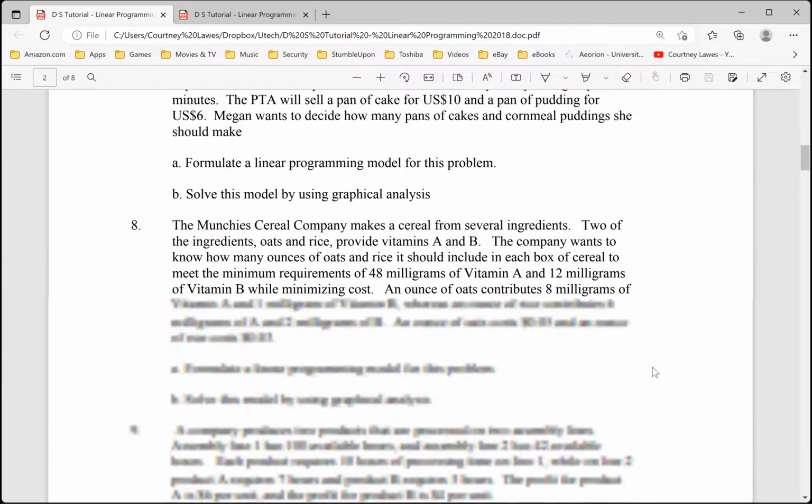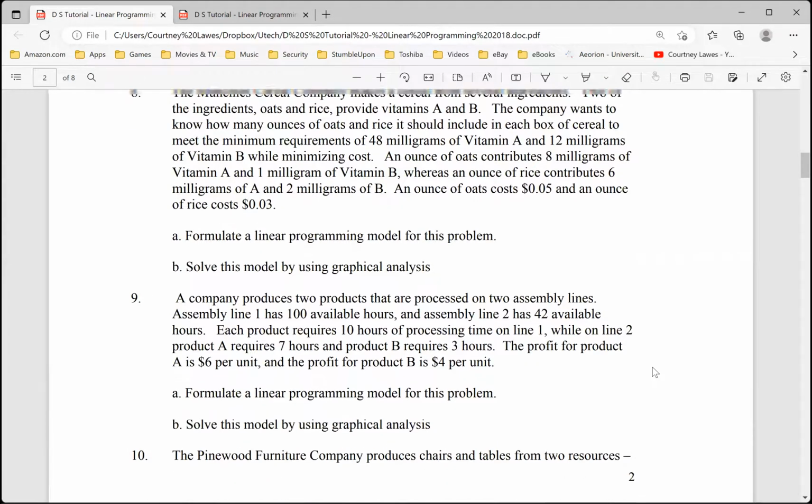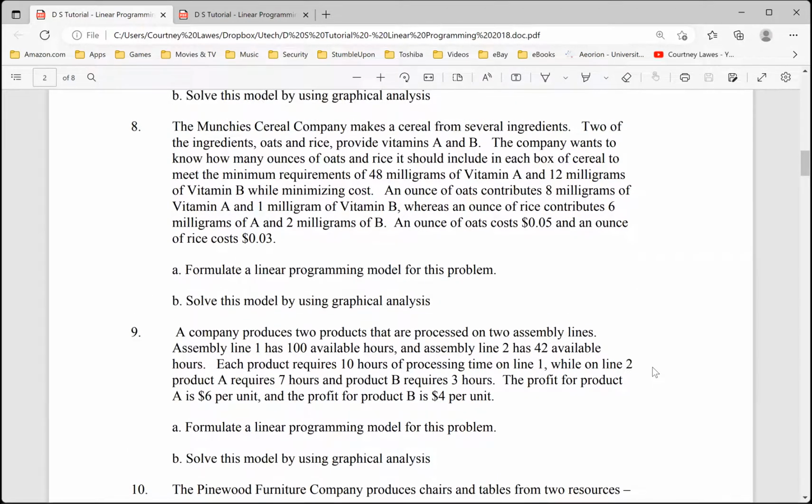Backing up to question 8. Munchie's cereal company makes a cereal from several ingredients. Two of the ingredients, oats and rice, provide vitamin A and B. The company wants to know how many ounces of oats and rice it should include in each box of cereal to meet the minimum requirements of 48 milligrams of vitamin A.